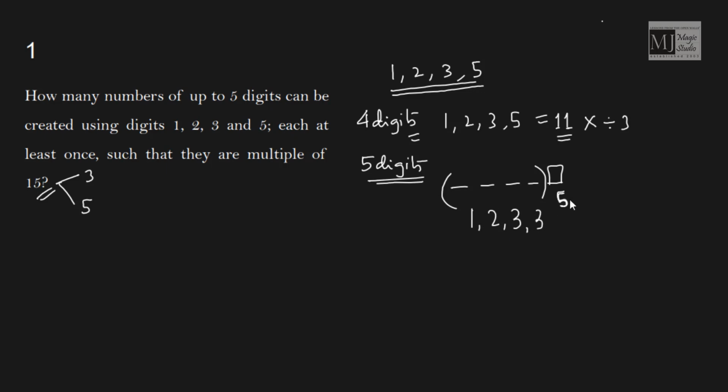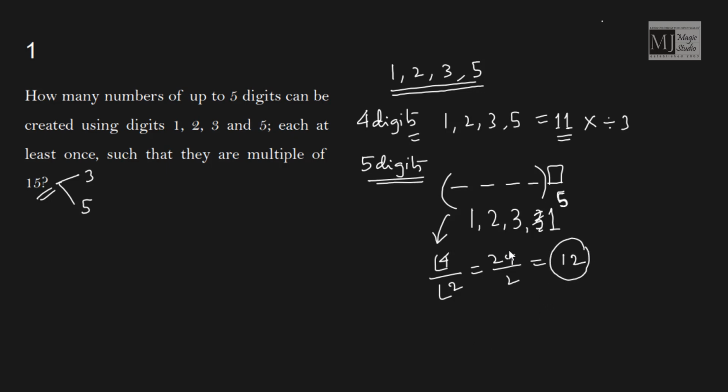But 9 plus 5 is 14. That means 6 plus 5 is 11. We need to make 12. Yes, instead of 3, if we use 1, then the total would be 12 and that is divisible by 3. So how many numbers can we form with digits 1, 2, 3, 1 arranged in 4 places? It would be factorial 4 by factorial 2. 24 by 2 is 12.